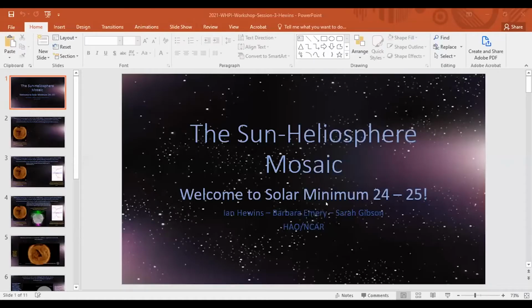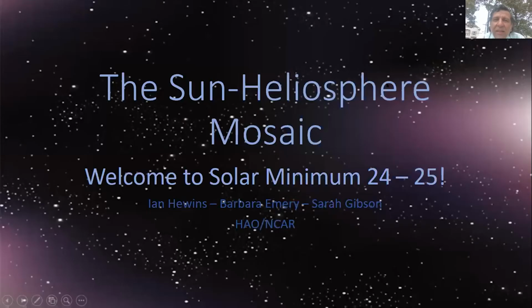So our first talk will be, Calvin, if you can share the slides, please. Here we are. So Ian, very appropriately, will be starting this session with the title, Sun Heliosphere Mosaic. Welcome to Solar Minimum 24-25. Ian, go ahead.